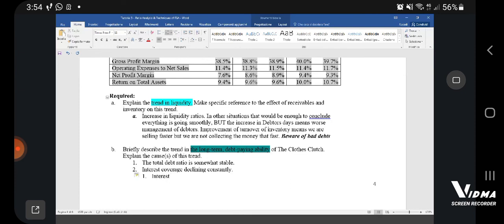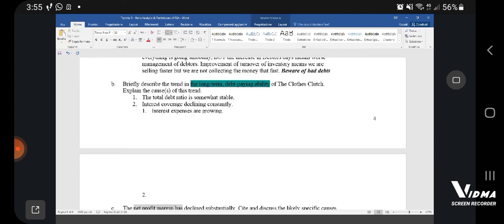Interest expenses. Okay. Interest expenses are growing. And that means that the interest coverage will decline, obviously. Another reason? Operating profit, yes, EBIT is declining.